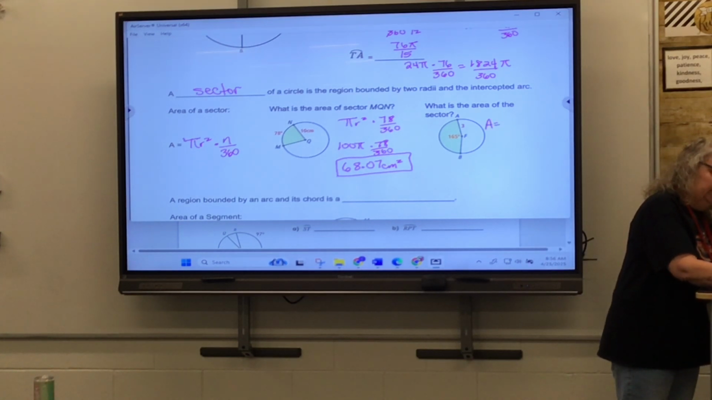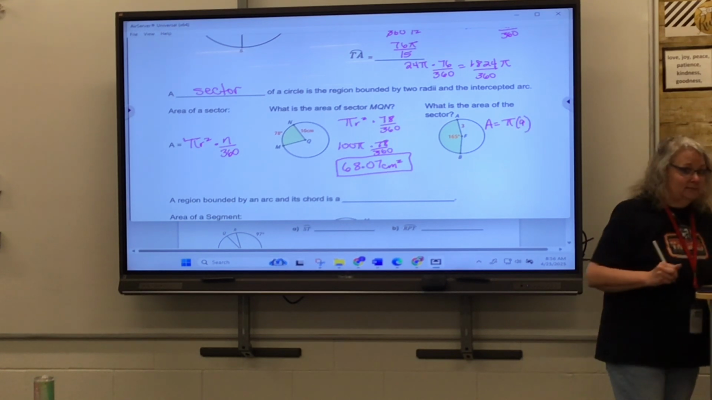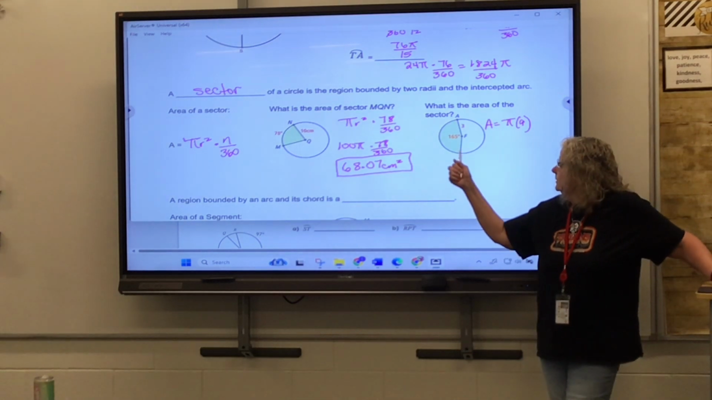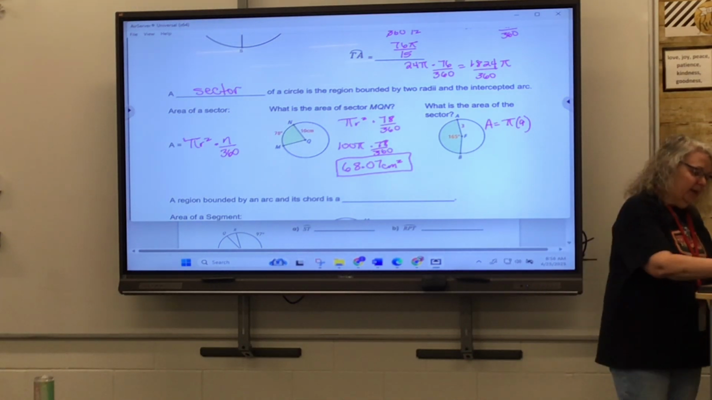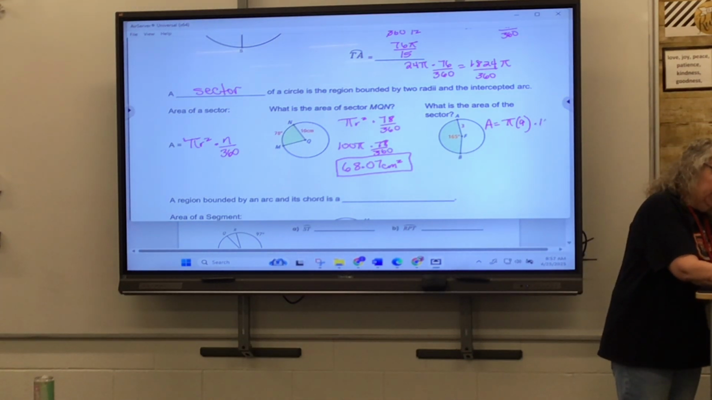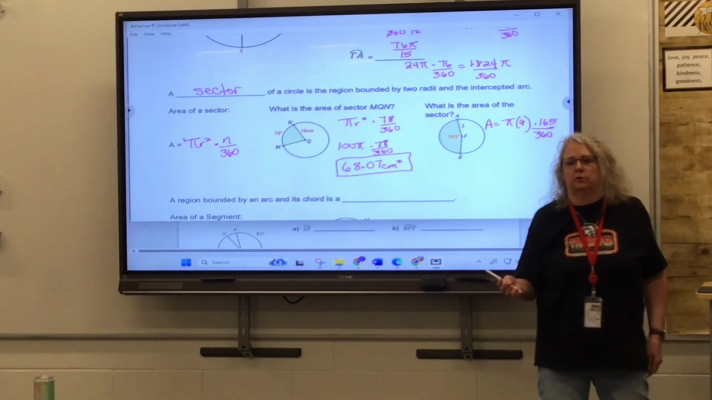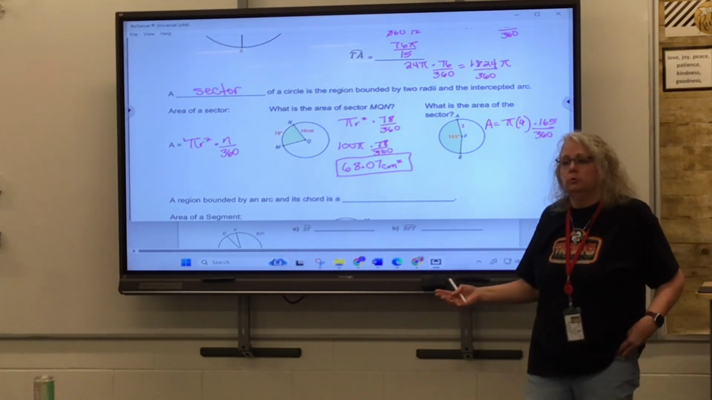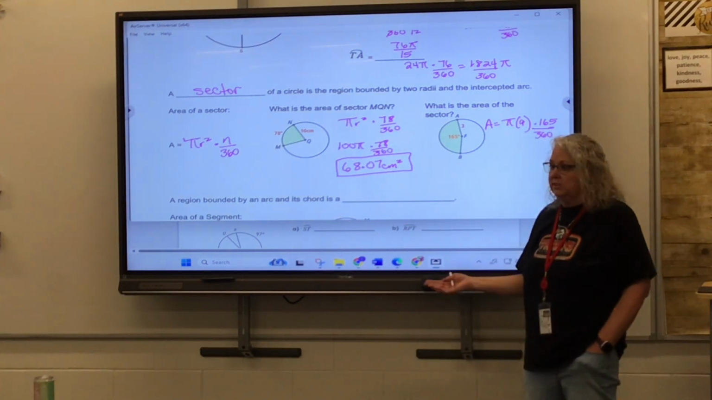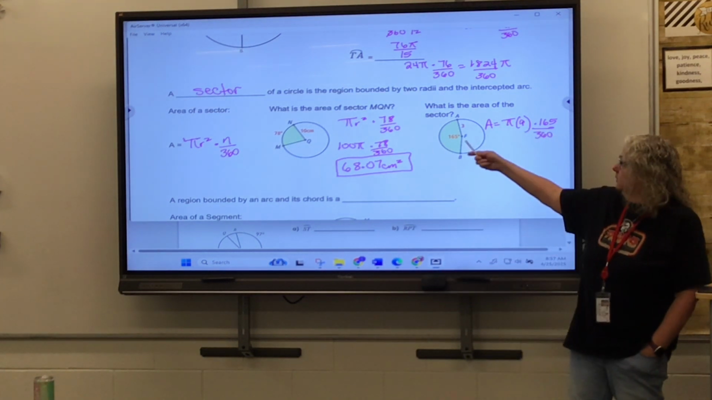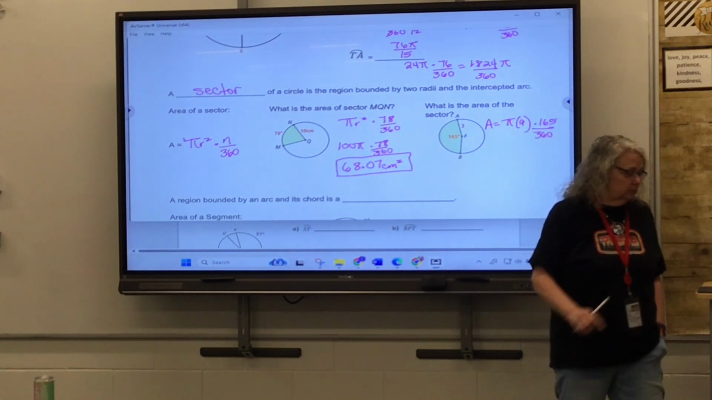Area equals pi r squared. Everybody okay if I go ahead and write pi times 9, radius squared, times 165 over 360? It's just what part of the circle you're finding. Because you're not finding the whole circle, you're finding a fraction of the circle. That fraction is 165 over 360.